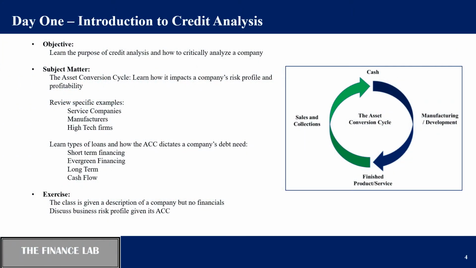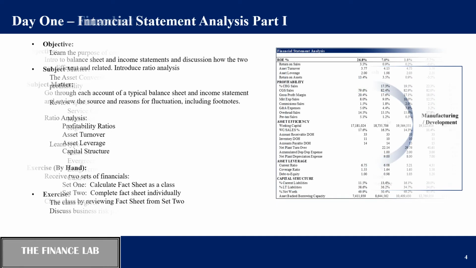On day 1, we introduce the credit analysis process by discussing how to critically analyze a company. The primary analytical tool we teach is the Asset Conversion Cycle, or the ACC. We define what it is and discuss how it impacts a company's risk profile and potential profitability. The Day 1 exercise will involve the class receiving a description of a company and then being required to create the company's ACC and use it to assess the company's risk profile.